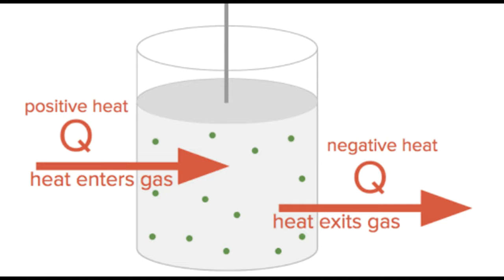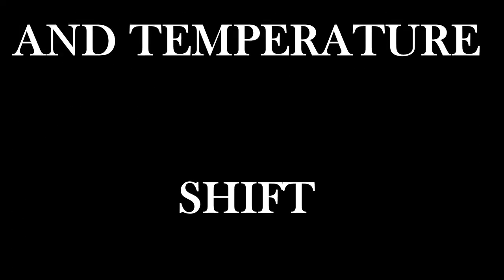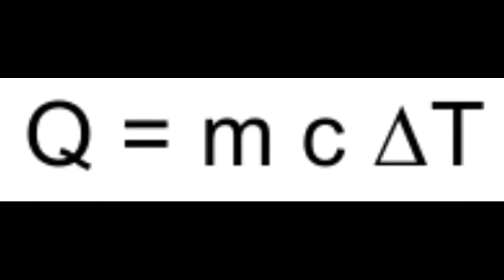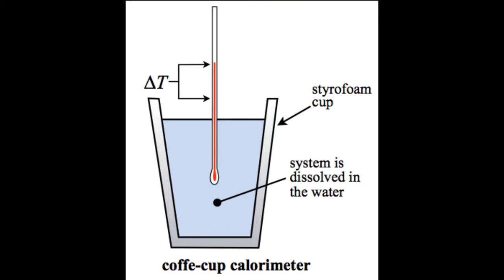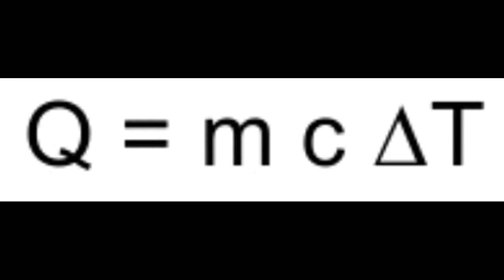System versus surrounding, and then temperature can rise or fall. Q is MC delta T. Whether it's rainy or sunny, Q is very special to you. Heat absorbed, heat released, from the system into the surroundings, with a great big plate and a calorimeter. Q is MC delta T.